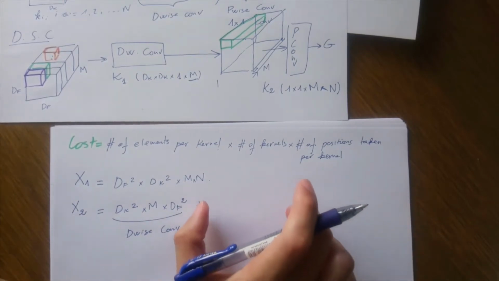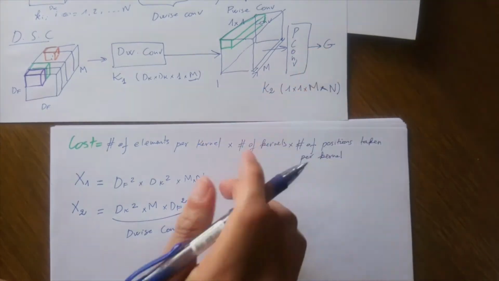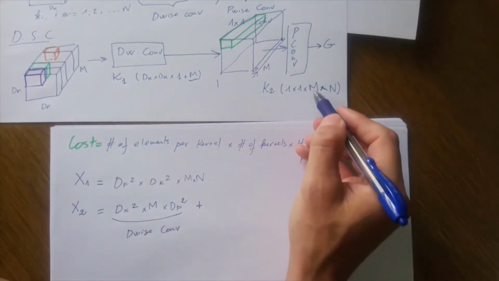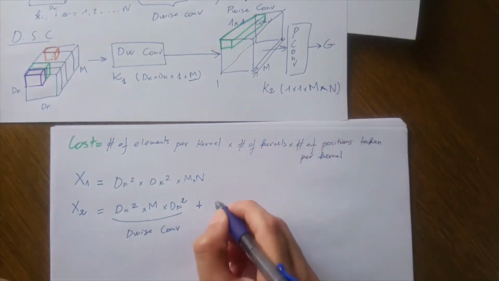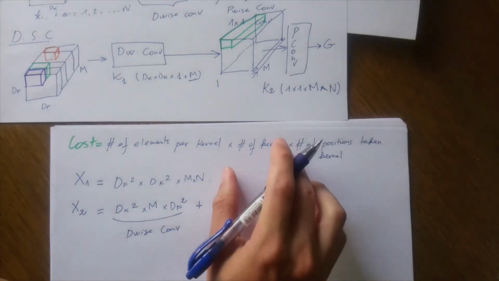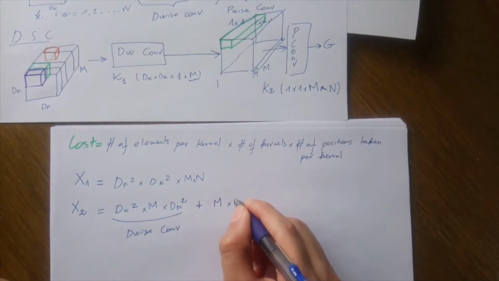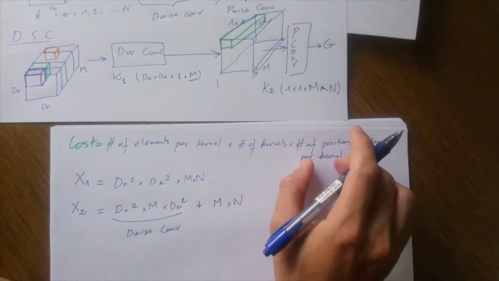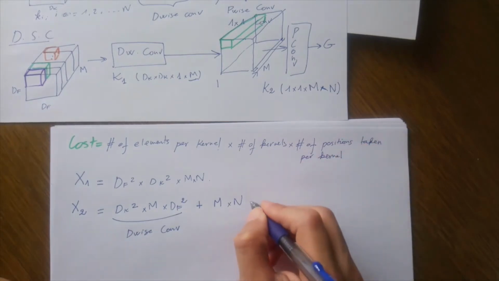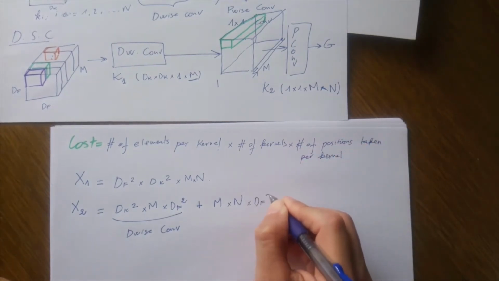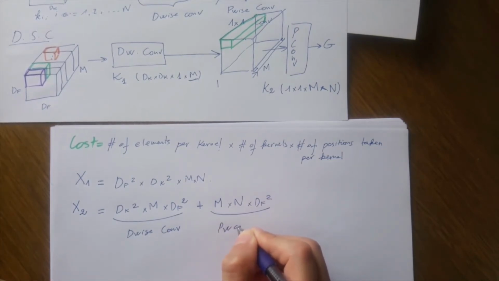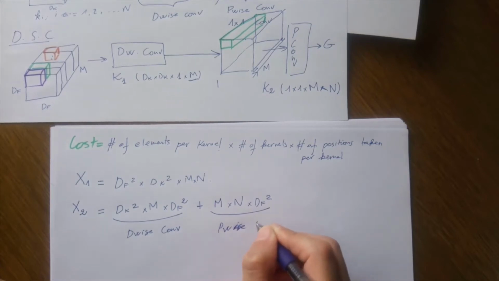We would do the same thing for the next layer. The number of elements per kernel is 1 times m, which is just m. The number of kernels is n. And the number of possible positions per kernel is df times df, which is just df squared. So this is the computational cost of pointwise convolution.